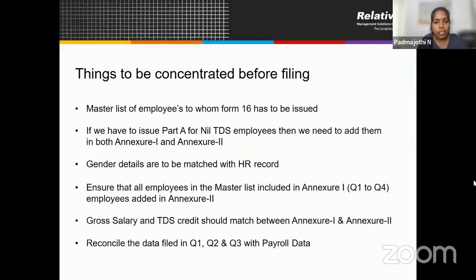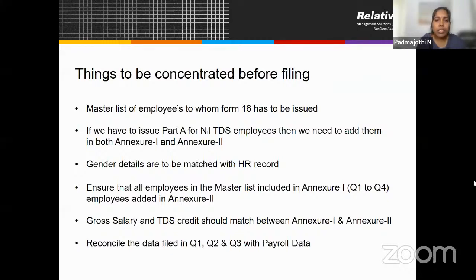Annexure 1 will contain the details of the amount paid to that employee and the TDS deducted from the employee. For example, if I'm paying 50,000 to an ex-employee, and I have deducted 2,500 as TDS, this is what is reported under annexure 1. And this has to be done on a monthly basis.